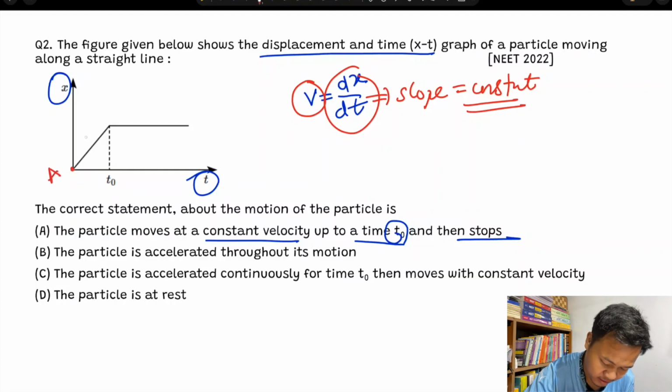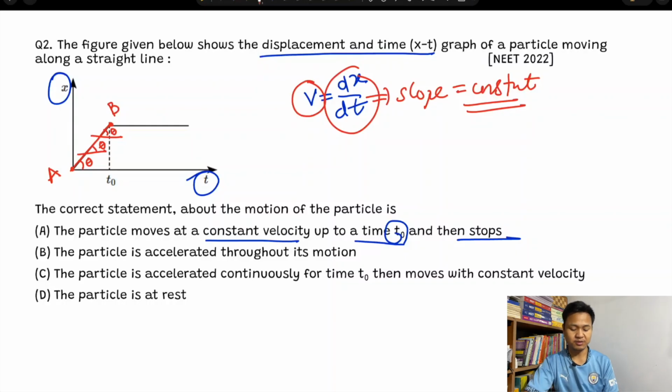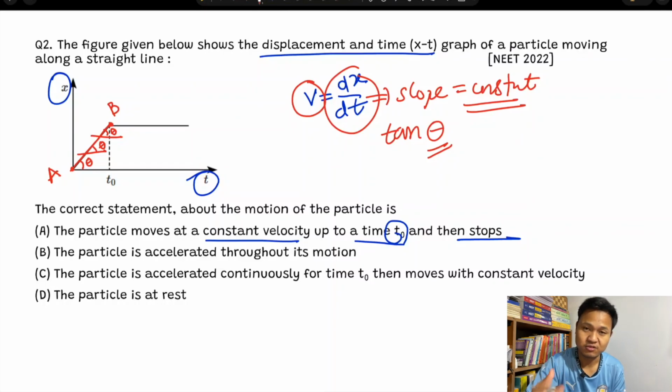So from, let's say, A to B, here the angle theta, let's say. At all these points, if you see, the angle is always the same, theta. So if you see the angle with the x-axis, it is the same. The slope is tan theta. So if theta is not changing, then tan theta is not changing. So that means the slope is constant. Okay, it is not changing.